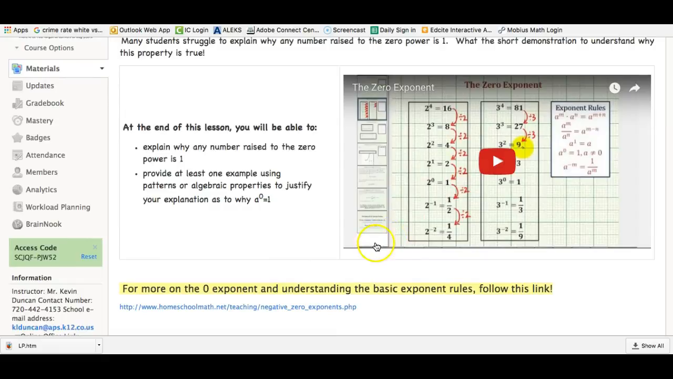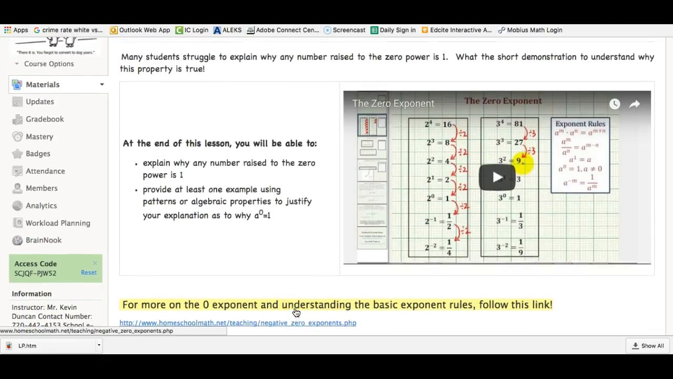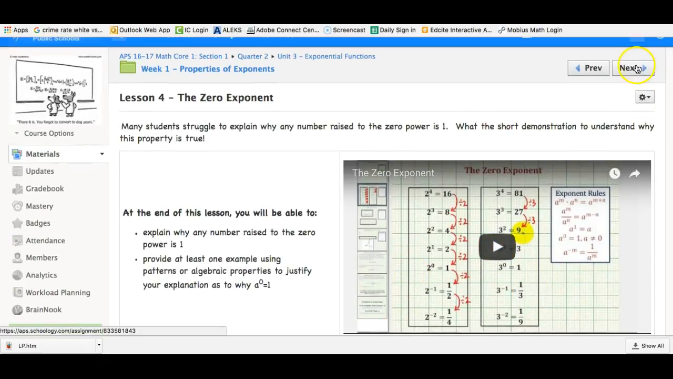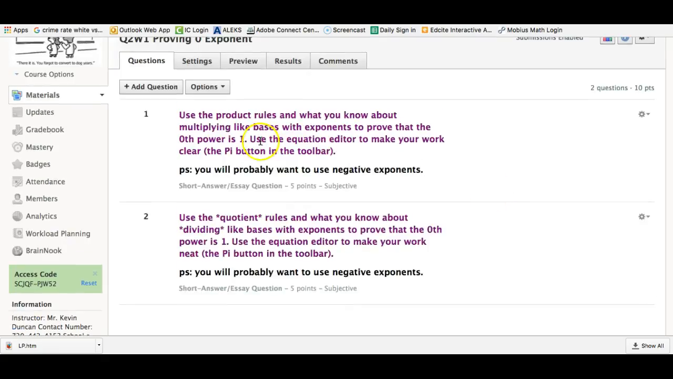Here's a video. This is more information on it. If you're still confused after this, you can follow this link. There's more videos, there's more explanation, there's stuff to read. Follow this link if you're still confused at the end. These really confuse people. These are difficult. They take a lot of thought. Do not be intimidated. You just have to think about it.